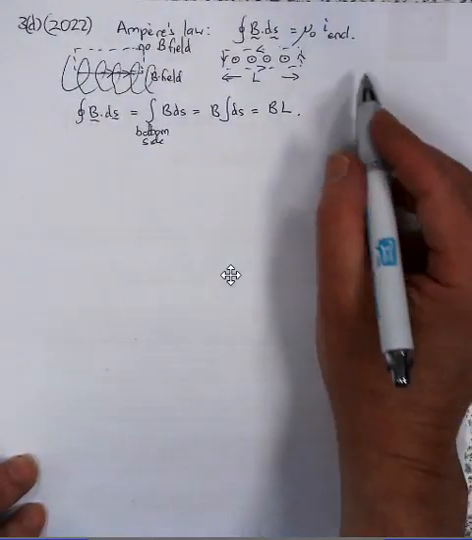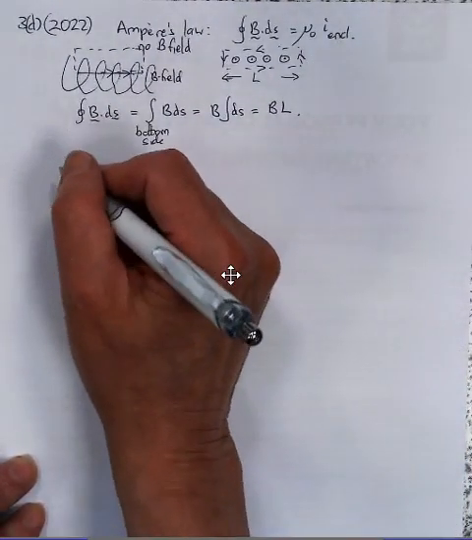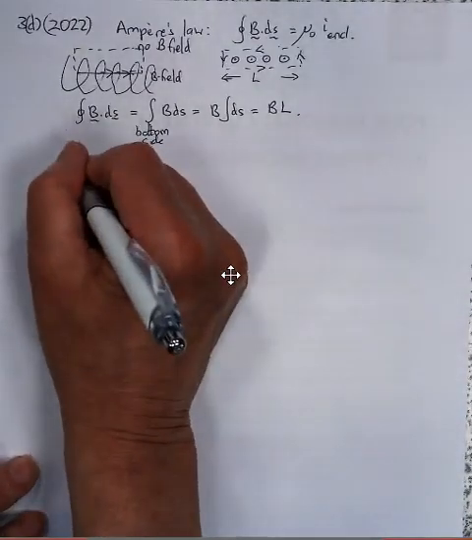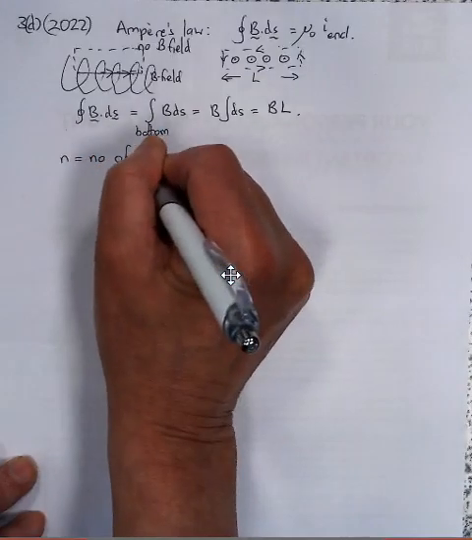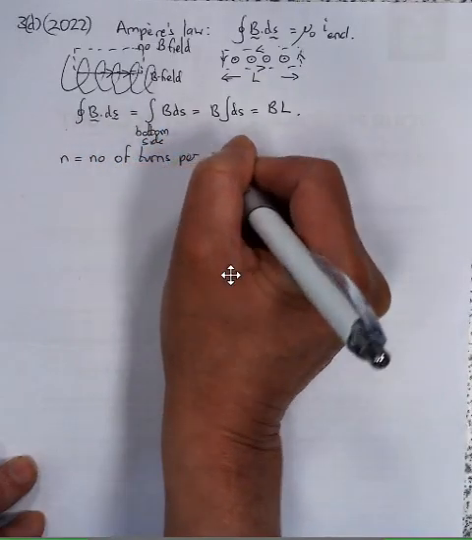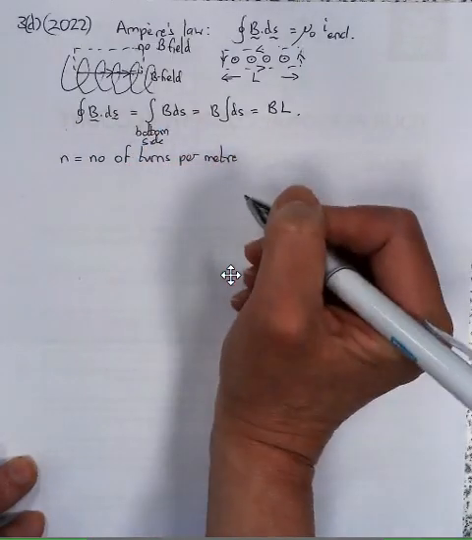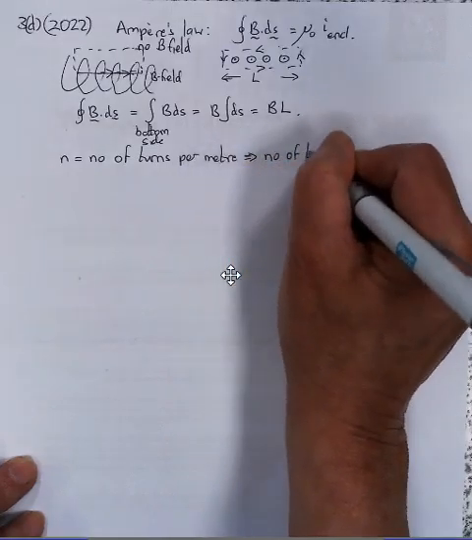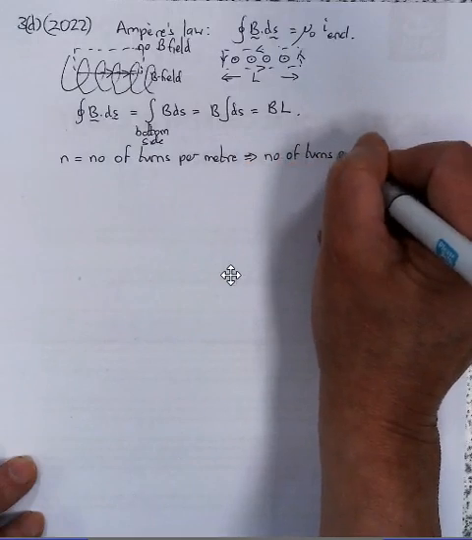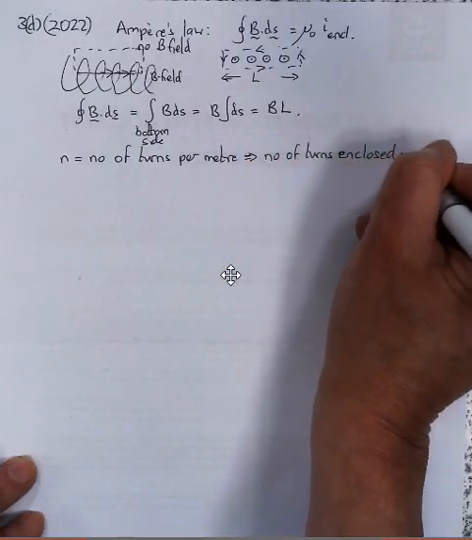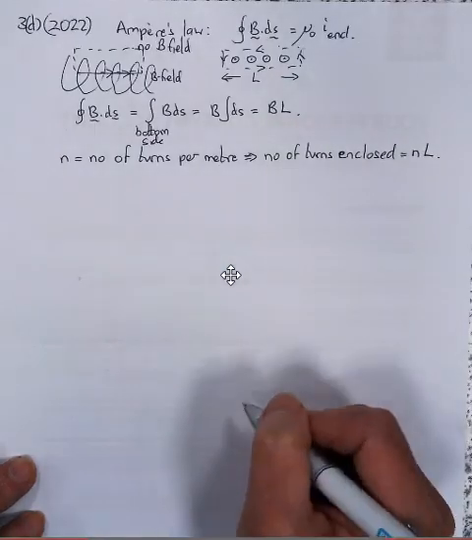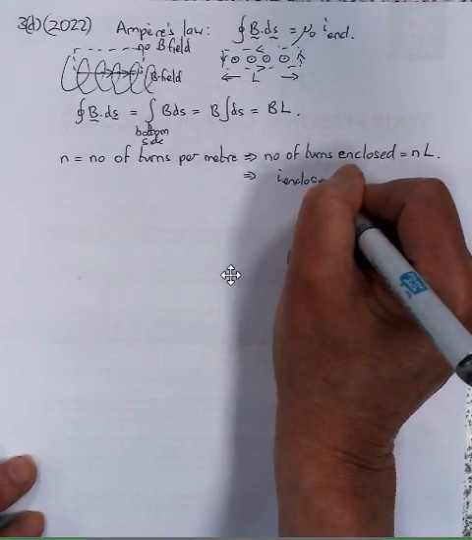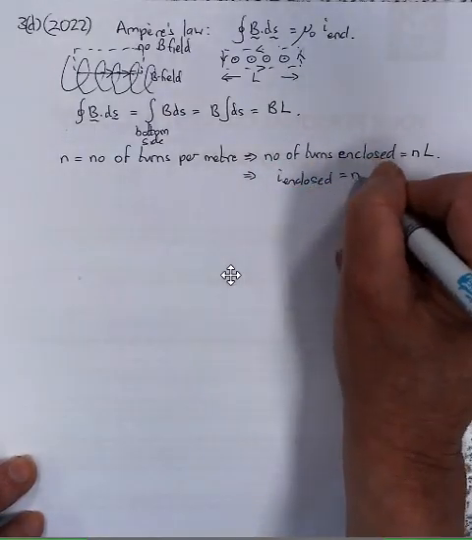Now time to look at the right-hand side of this, mu naught I enclosed. So what's I enclosed? We're told n equals number of turns per meter. Therefore, number of turns enclosed, just take n and multiply by the length. And therefore, the current enclosed is the number of turns multiplied by I.